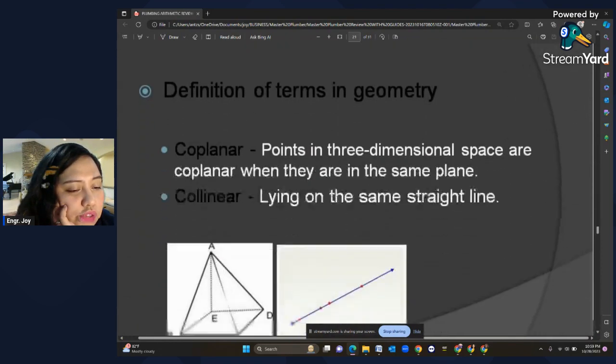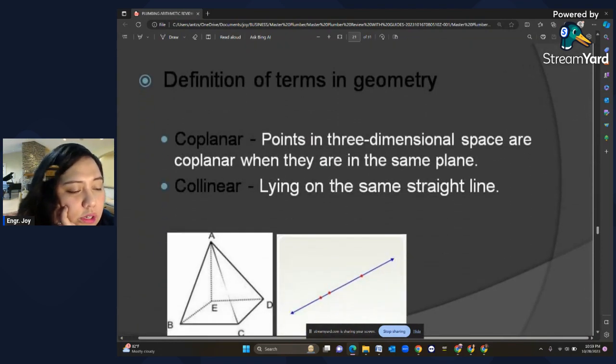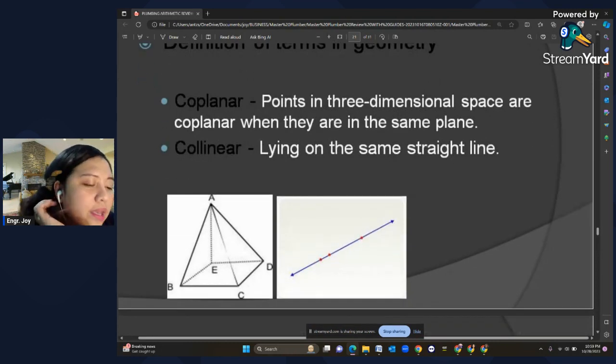So definitions of terms in geometry. Coplanar, points in three-dimensional space are coplanar when they are in the same plane. So pag coplanar, it's points in three-dimensional space in the same plane. Pag collinear, is lying on the same line. Okay. So that's the difference between coplanar and collinear.